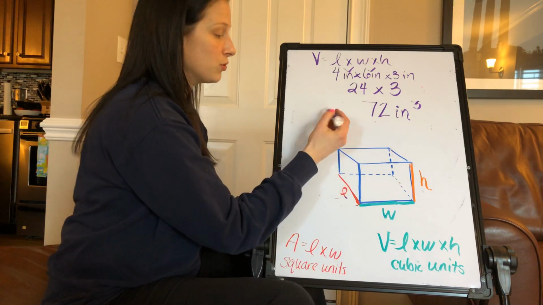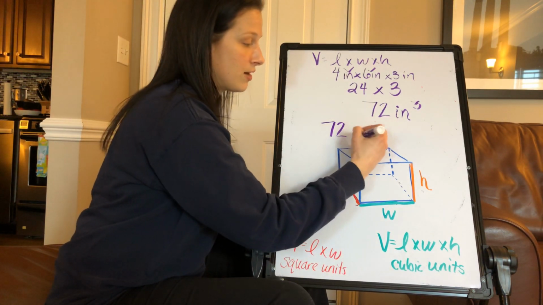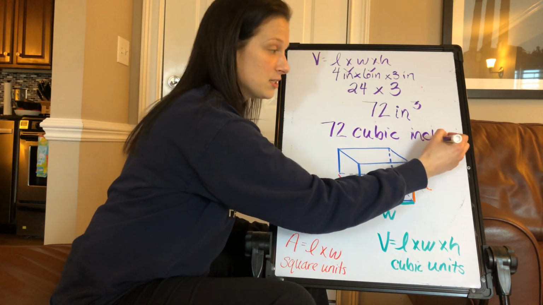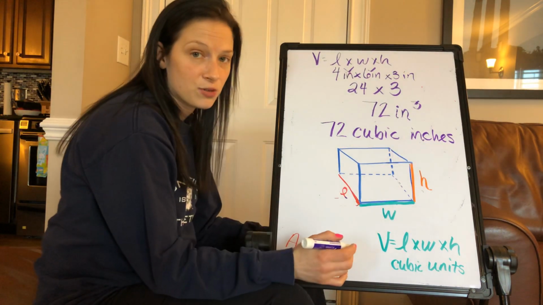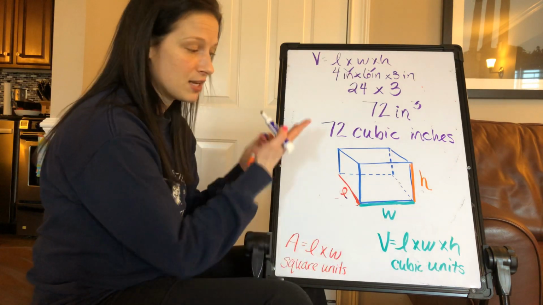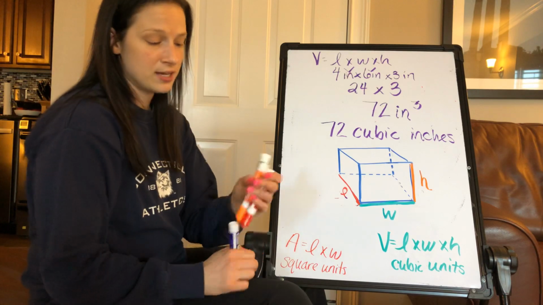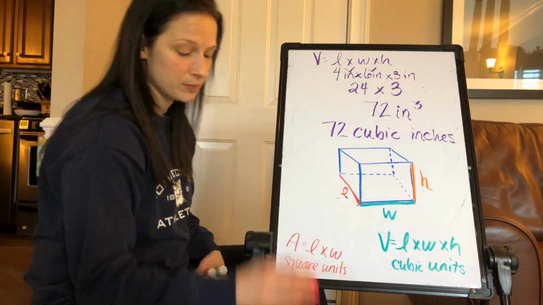If you're doing this on the computer, which, because we're in quarantine right now, is how I'm getting assignments, you can write 72 cubic inches if we can't figure out how to put the 3 up there. And that's allowed. It's the same, they say the same thing. Okay? So that is one way to find the volume.